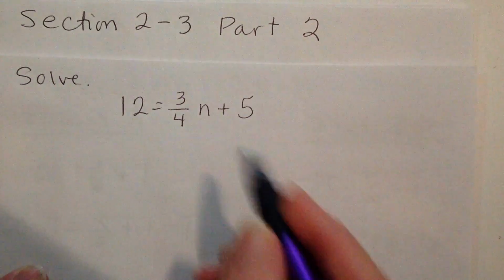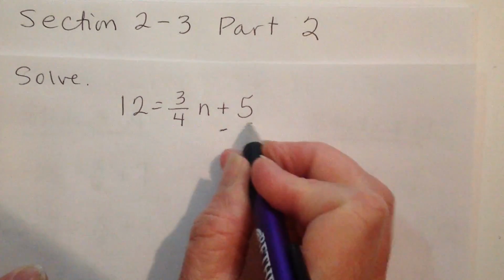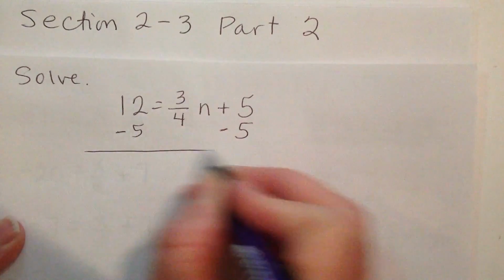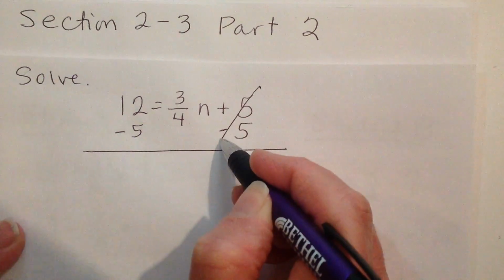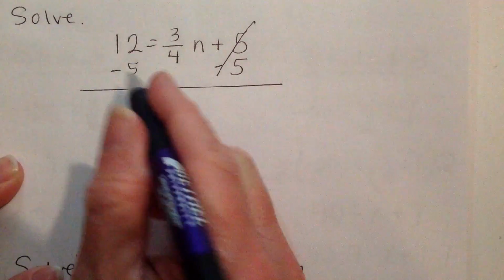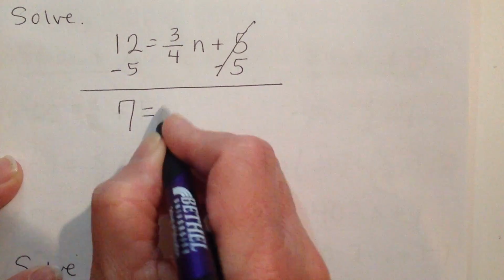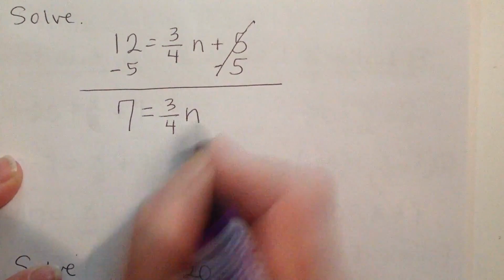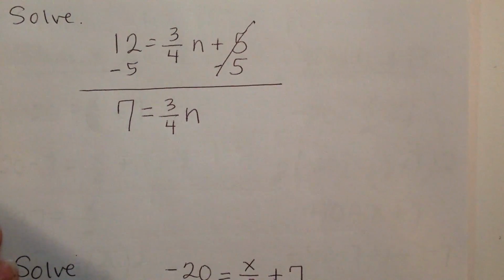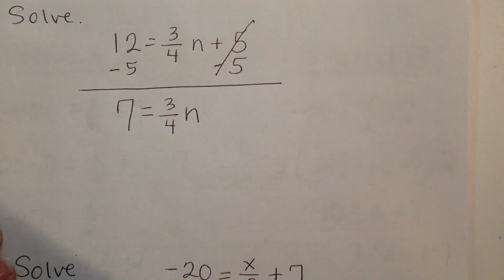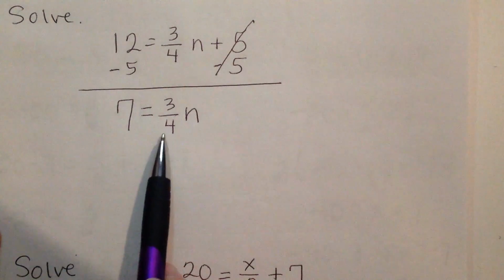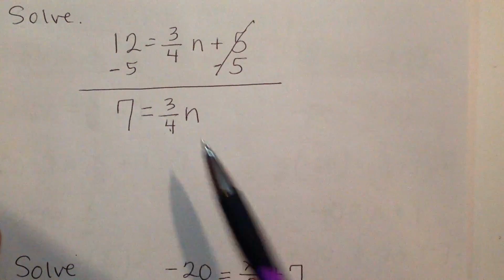The first step that I'll take is I will subtract 5 from both sides. Subtracting 5 from both sides, the 5's cancel, and I end up with 12 minus 5 equals 7, equals 3/4 n. Now, I'm going to solve this problem by eliminating the fraction. One way to solve this problem is to multiply both sides by the reciprocal of 3/4.